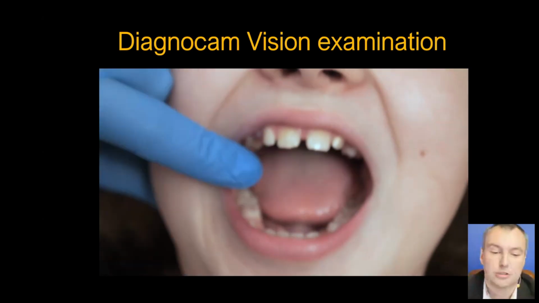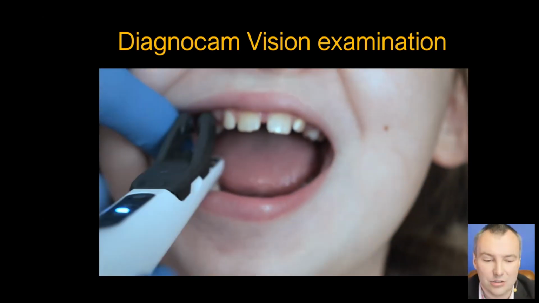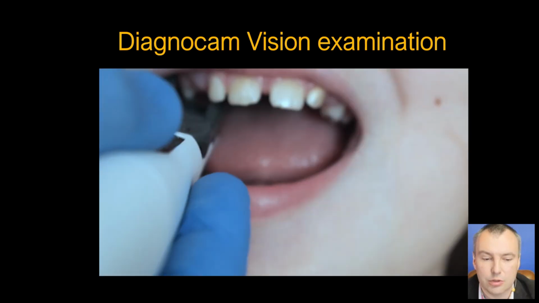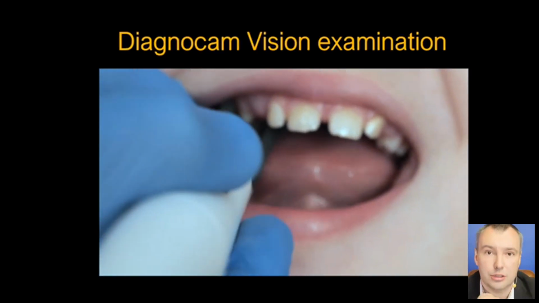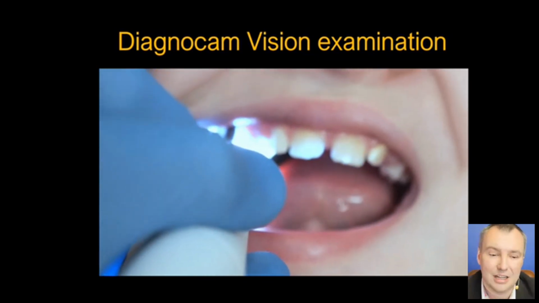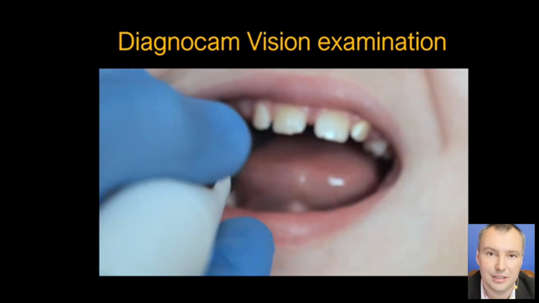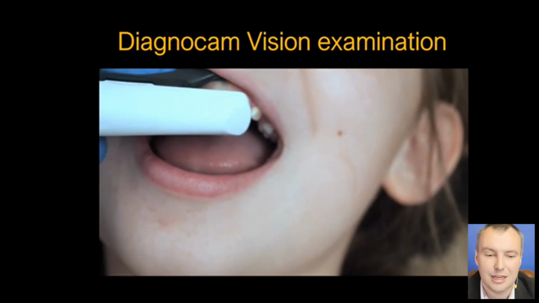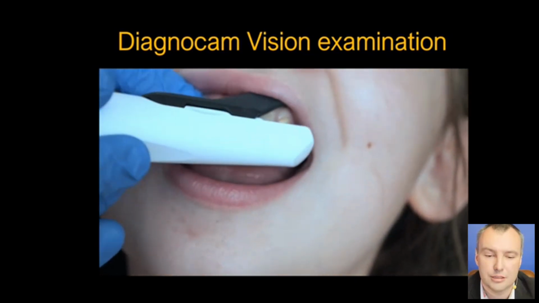Okay, so now you know the basics. Let's think of the clinical use for the DiagnoCam. So the DiagnoCam examination can work like this. We put it in the mouth of our patient. We scan through all the teeth. We find the teeth in question, and then we make images.